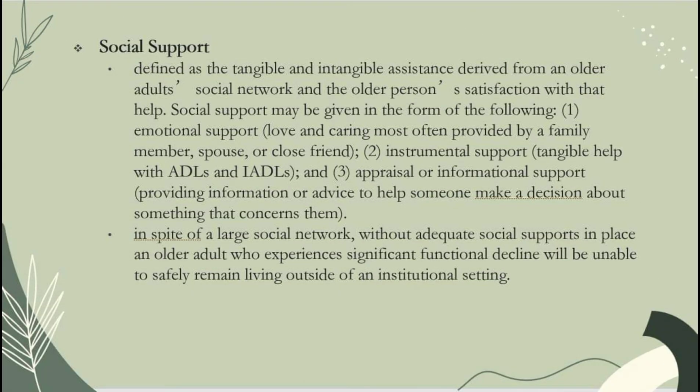Social support is defined as the tangible and intangible assistance derived from others by older adults. Social support may be given in the form of the following. Number one is emotional support, which is giving love and caring, most often provided by a family member, spouse, or close friend. Number two is instrumental support, and number three is appraisal or informational support. In other words, social support is similar to the concept of a social network.